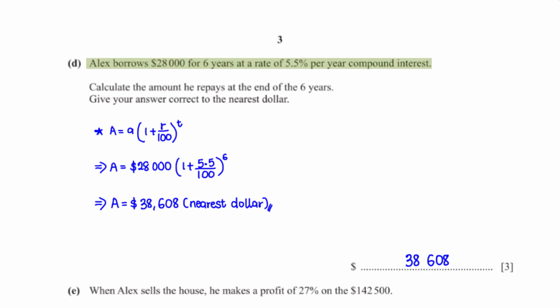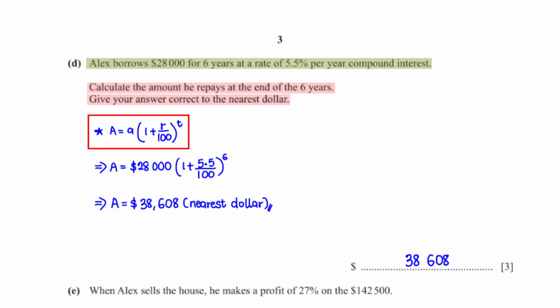Alex borrows $28,000 for 6 years at a rate of 5.5% per year compound interest. Calculate the amount he repays at the end of the 6 years. Give your answer correct to the nearest dollar.